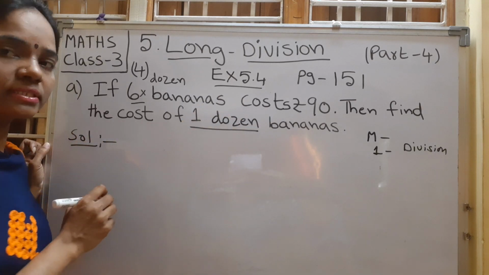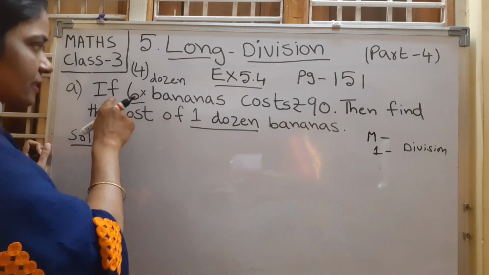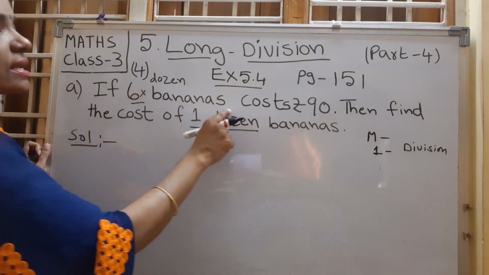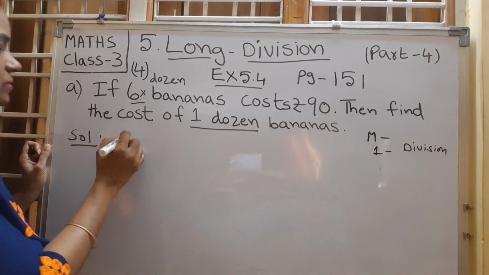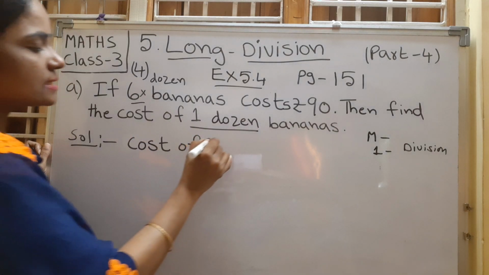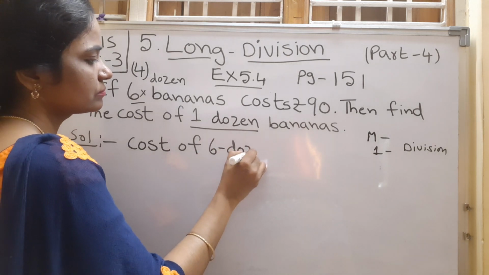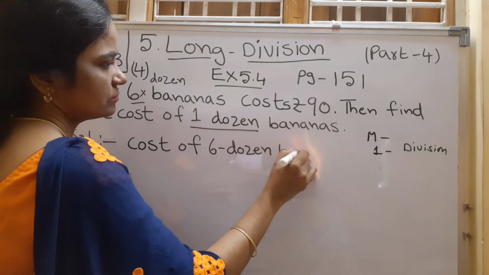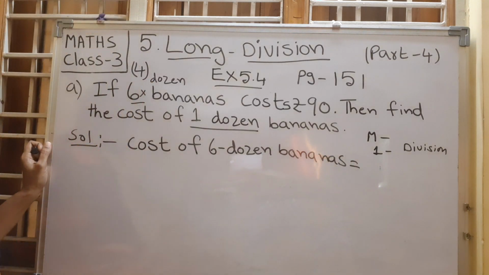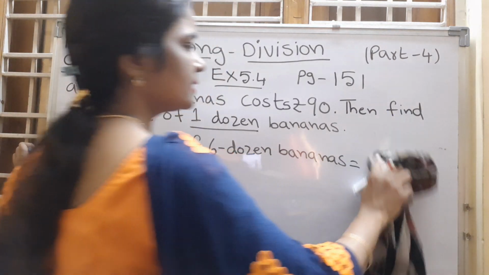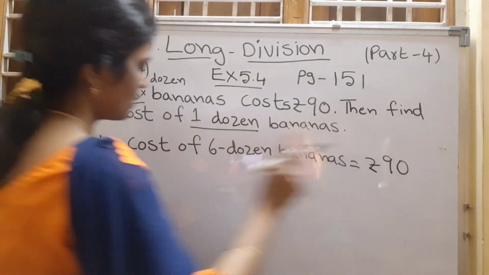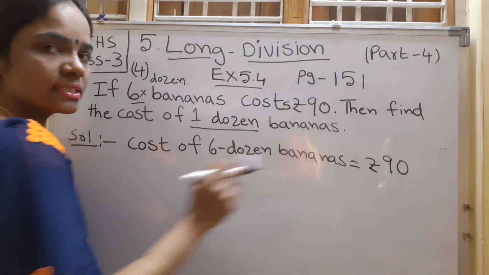What is the first statement? The first statement you will always get from the first sentence only. So what is the given sentence here? If 6 dozen bananas cost is 90 rupees. So the first statement is cost of 6 dozen bananas. Tell me children, how many rupees? Yes, 90 rupees. Cost of 6 dozen bananas is 90 rupees.